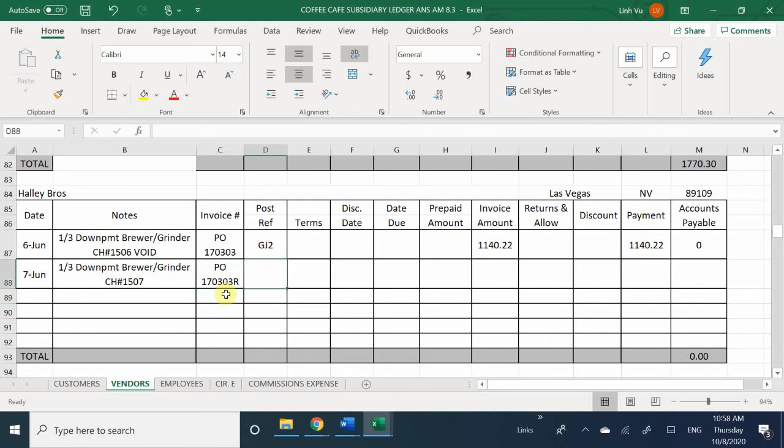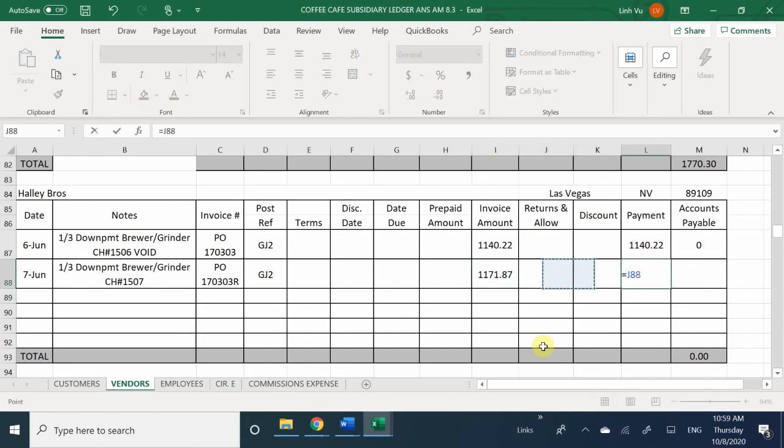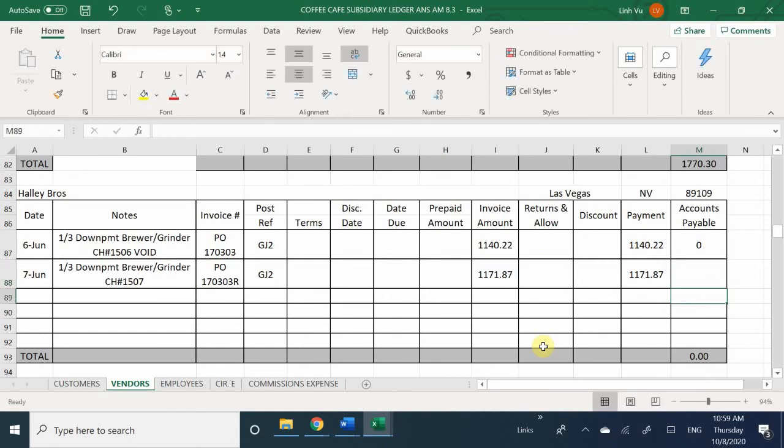Okay. Then this time we place this in the general journal number 2. And this time my invoice amount is going to be for the amount of 1171.87, which we did pay for with my check. So if you place in the formula, you should be able to copy it down in your next cube, meaning I now owe $0 again.